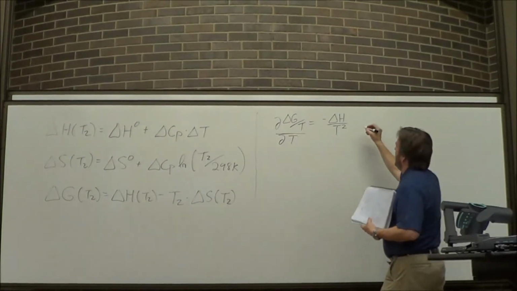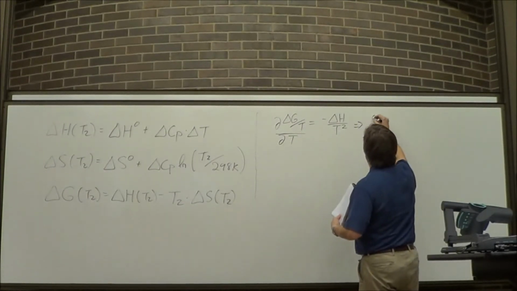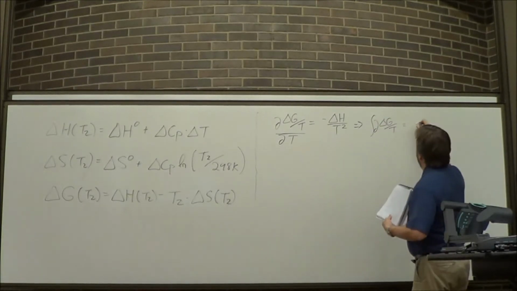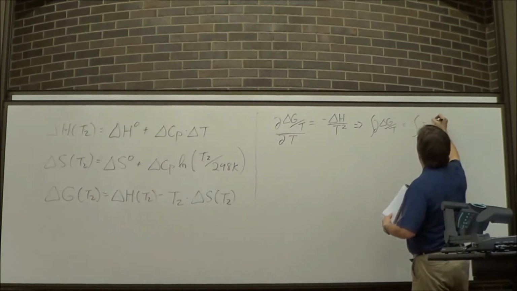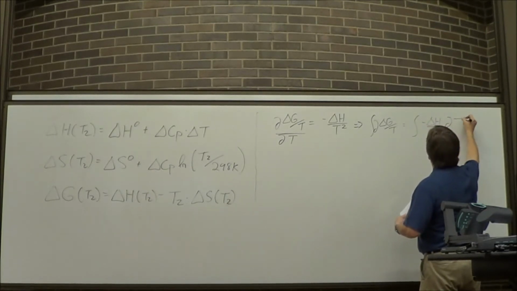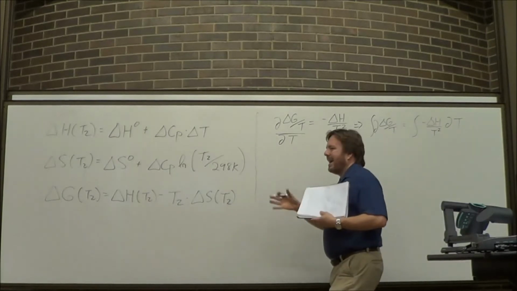And then, of course, if you want to do this practically, what you would integrate is delta G over T. The limits would be the change in delta G over T. And over here you've got minus delta H over T squared dt. Okay, this is the way you would do that.